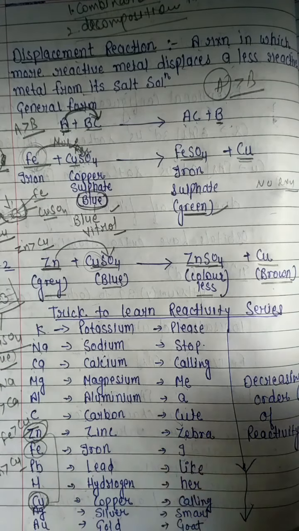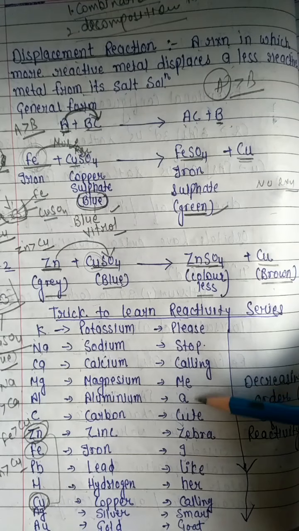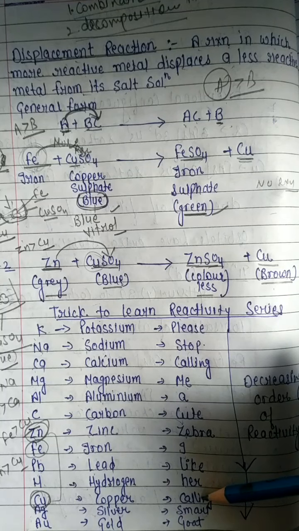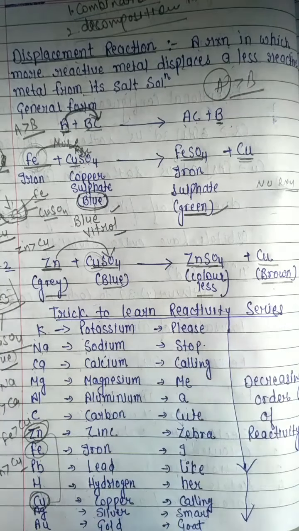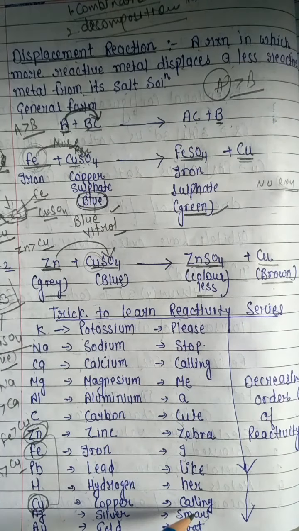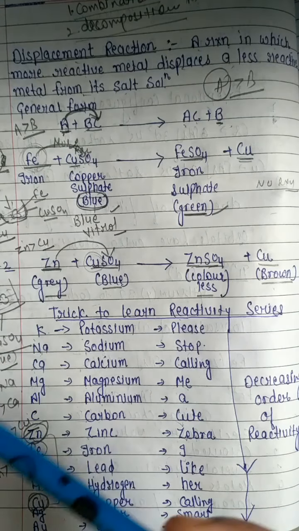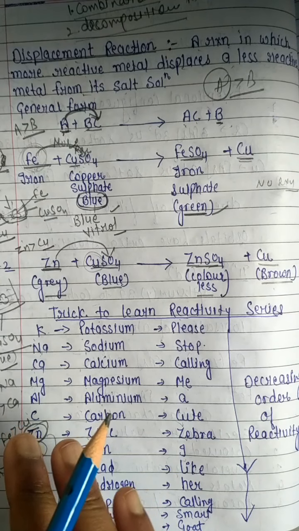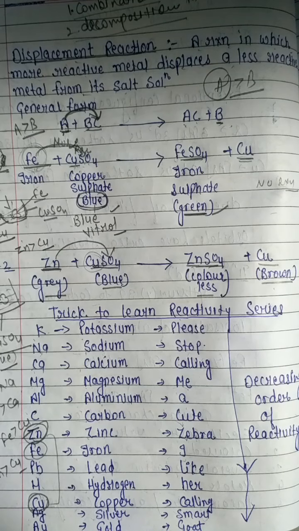How can we remember? Please stop calling me a cute zebra. I like her calling smart god. When we are moving from top to bottom, the activity decreases. In this way, we can find which metal is more active than another metal. This is about the displacement reaction.